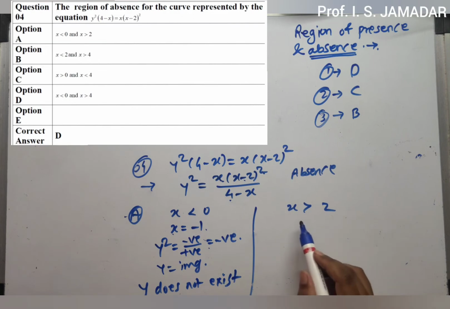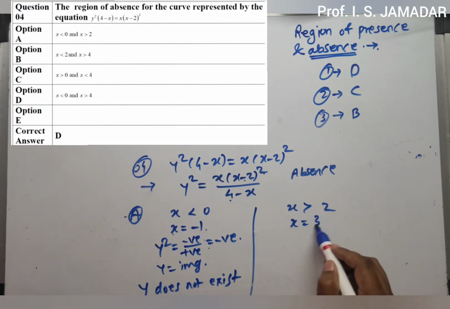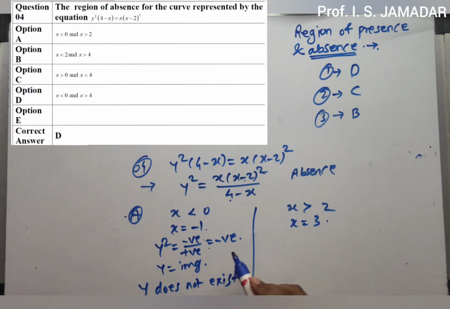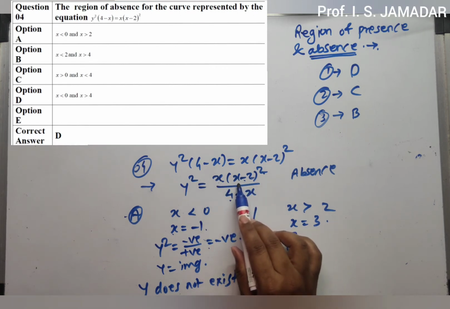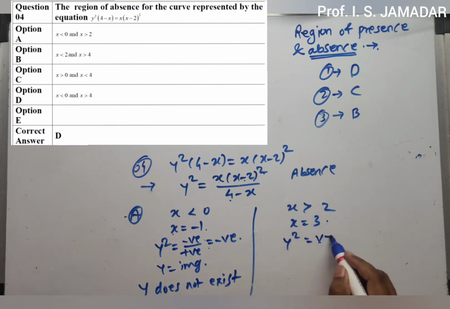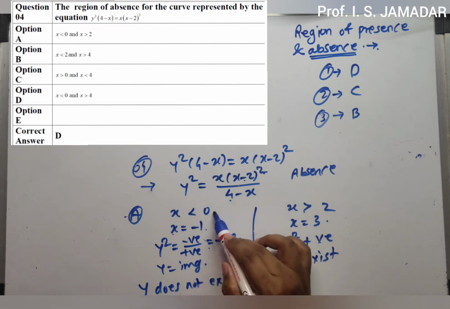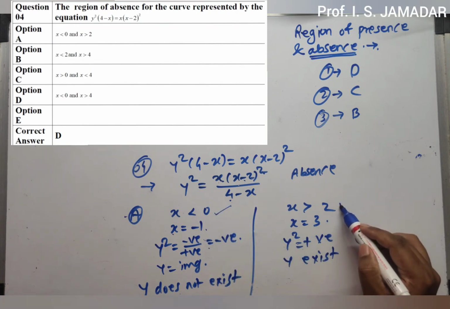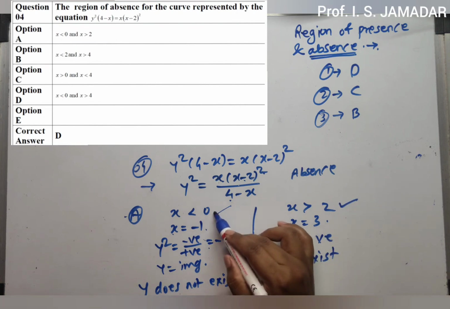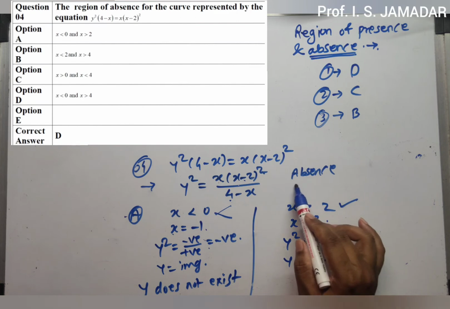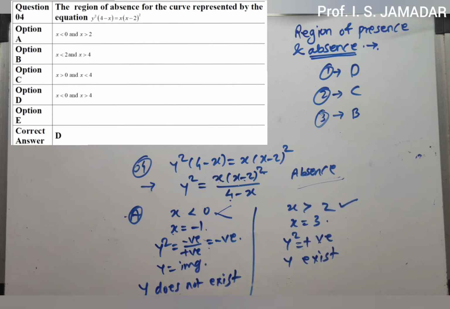Now for x greater than 2, let us take x as 3. So what do you have? Y square will be equal to, this will be positive, this will also be positive, and the denominator will also be positive, which means y square is positive. It means y exists. So we are getting two different things. For x less than 0, the curve does not exist, but for x greater than 2, the curve exists. So for option A, we cannot conclude because it is a mixture. For x less than 0, there is absence. For x greater than 2, there is existence. So let us go for option B.